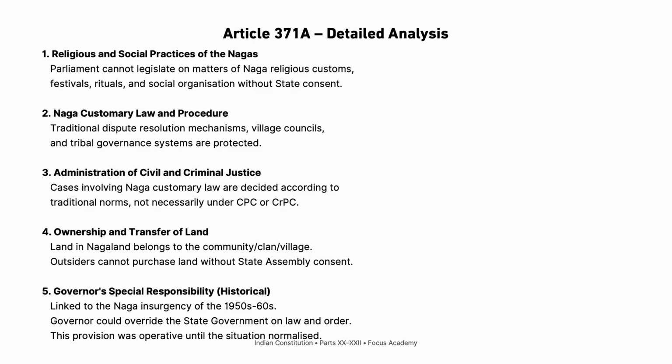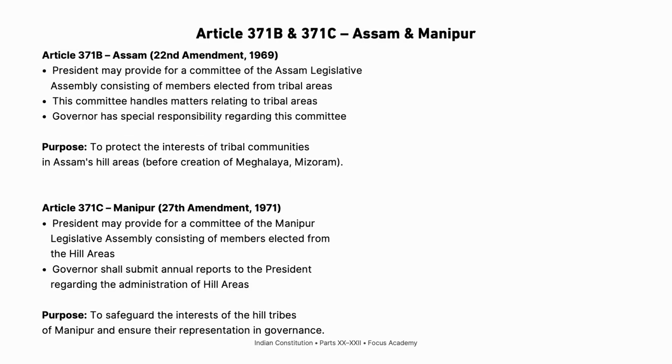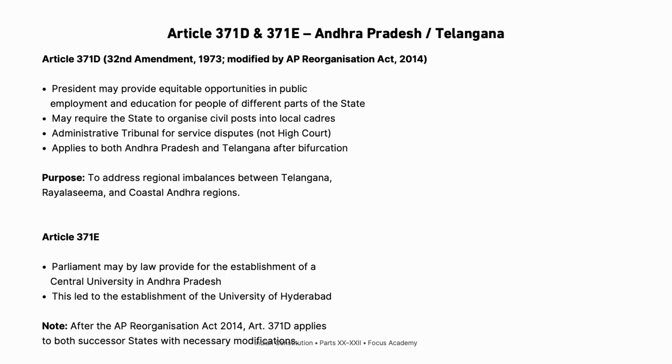You can go back home and take a look at the detailed analysis. I've made these notes for you guys. Article 371B and 371C. 371B Assam, I will not explain that. 371C Manipur, I will also not explain that because it's not necessary for you guys to know. And Article 371D, E, and so forth, I will also not explain that.